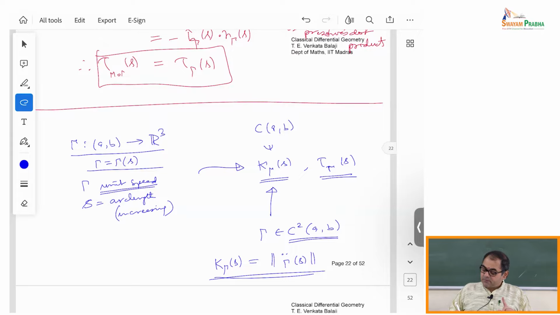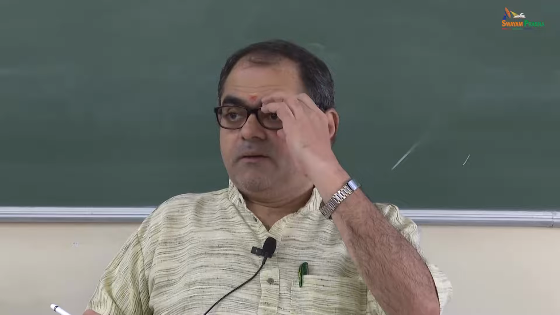Okay, and mind you, if gamma is in C2, that means the second derivative of gamma is continuous, and the norm of a continuous function is continuous. Therefore, k gamma of s will be continuous. Okay, so you get this. Then the second member of the pair is the torsion. Now, when do you define a torsion of a curve? The torsion is defined only when the curvature is positive, non-zero, and in this case, of course, the curvature is positive. Only then you define the torsion.